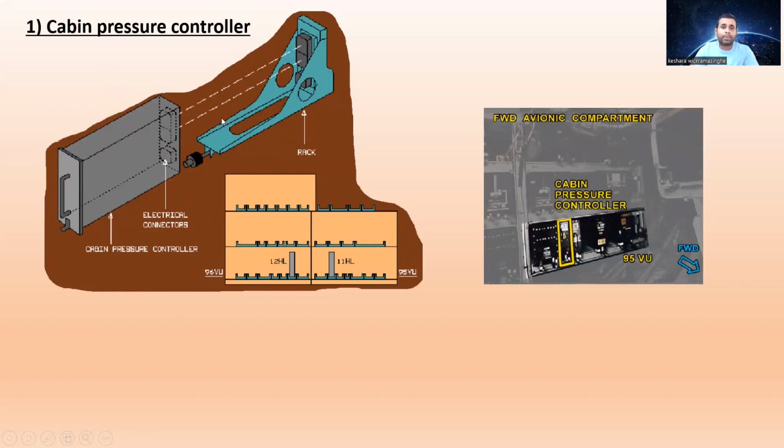You can see the cabin pressure controller. It is situated in the forward avionics compartment. You can see the cabin pressure controller here. It is in the 95 VU rack. You can see the rough schematic over there. The cabin pressure controller is here, and here are the electrical connectors. And this is the rack, and here the 95 VU, and here the 96 VU.